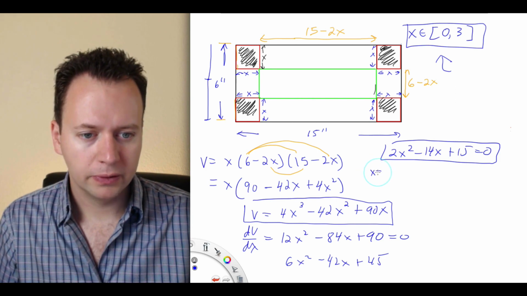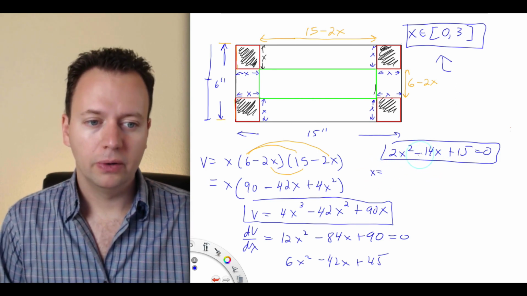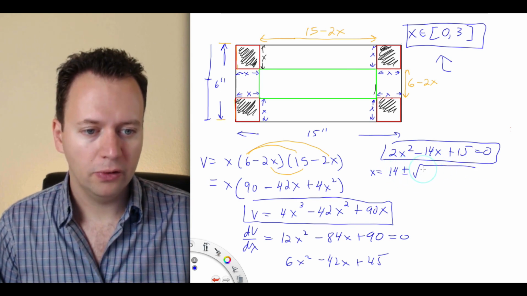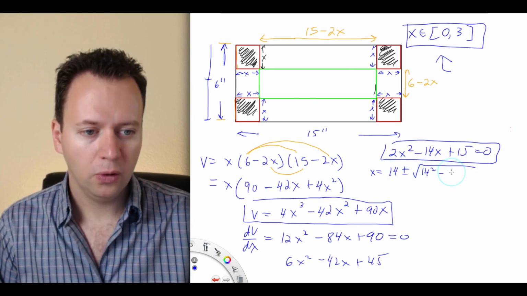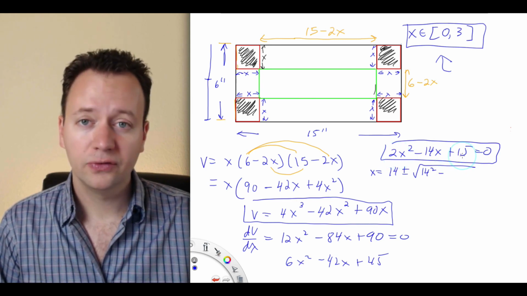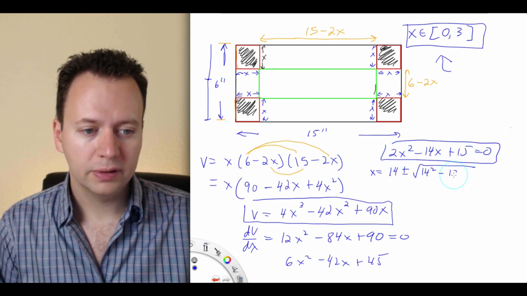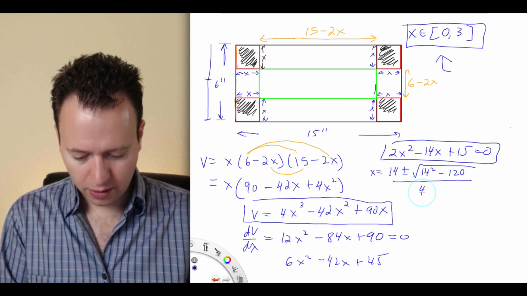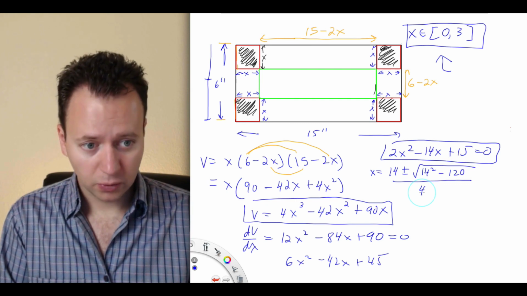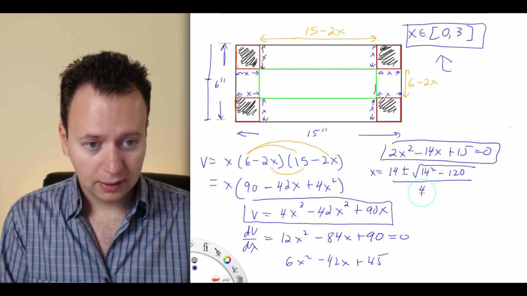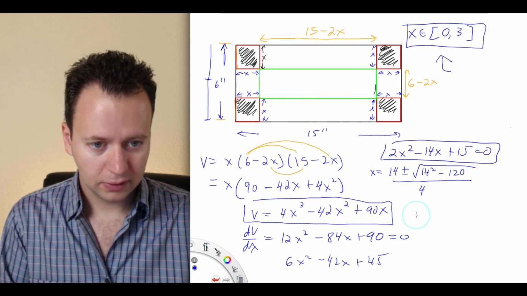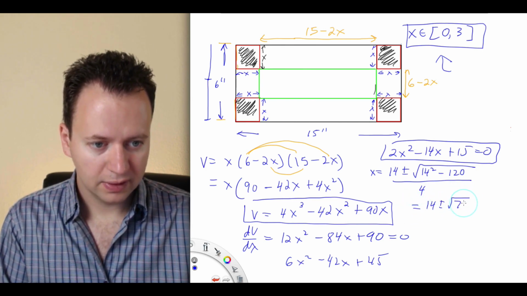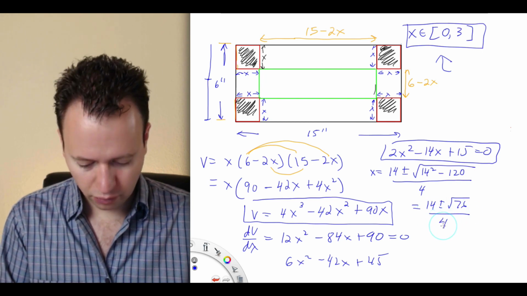Okay, so we know the roots, quadratic formula. So it's minus b, so that's plus 14, plus or minus the square root of b squared minus 4ac. 2 times 15 is 30. 4 times 30 is 120, and then over 2a. So 14 squared, 196, minus 120 is 76, square root of 76. So this is basically 14 plus or minus the square root of 76 over 4.